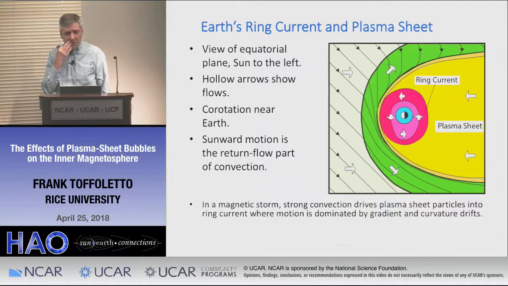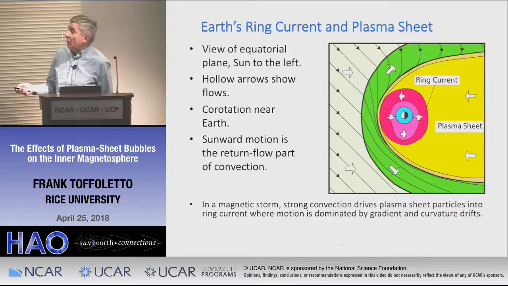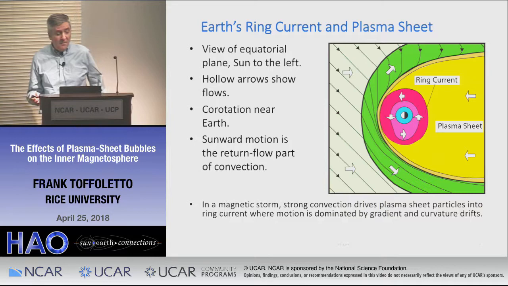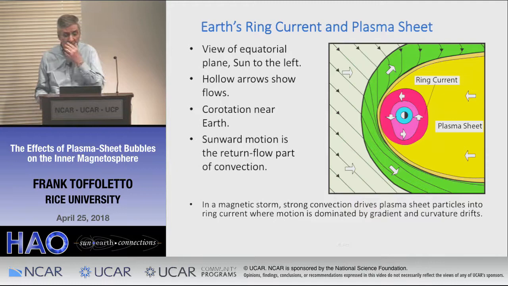So the ring current and plasma sheet: this is the typical cartoon view that you often see, looking down on the equatorial plane. The sun is always to the left. Arrows show flow, these hollow arrows here, and the dark arrows show field lines. Typically the way it works is you have convection from the tail, moving into the inner magnetosphere, that eventually turns into a sunward motion around the magnetosphere.